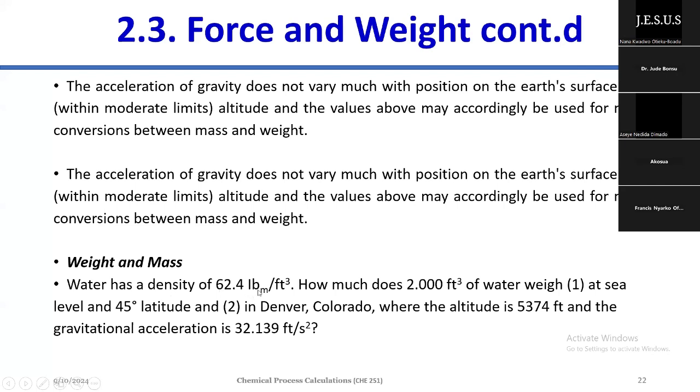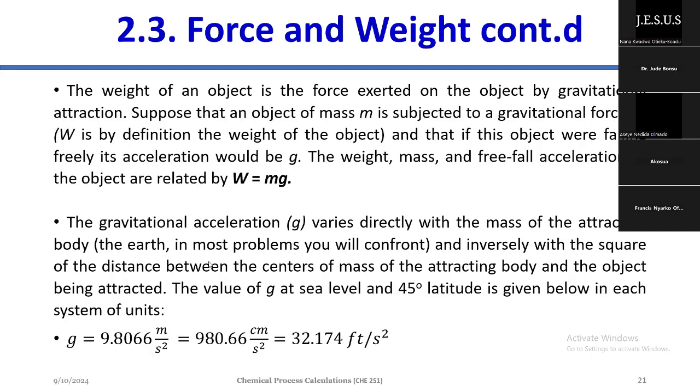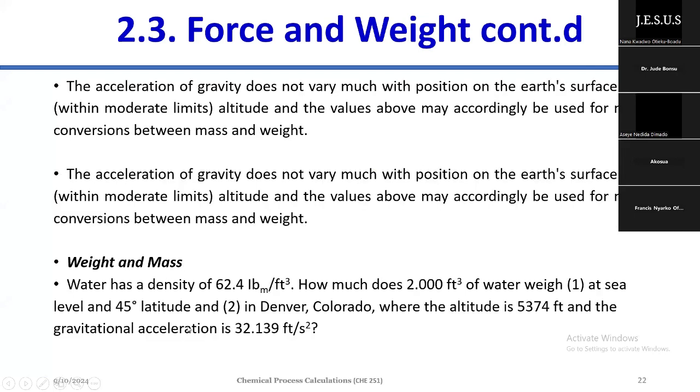Water has a density of 62.4 pound mass per cubic foot. How much does 2 cubic feet of water weigh at sea level and 45-degree latitude, and in Denver, Colorado, where the altitude is 5374 feet and the gravitational acceleration is this? At sea level, the gravitational acceleration is what is given here as 32.174. That's for the first part. For the second part, at this condition, the gravitational acceleration is this.